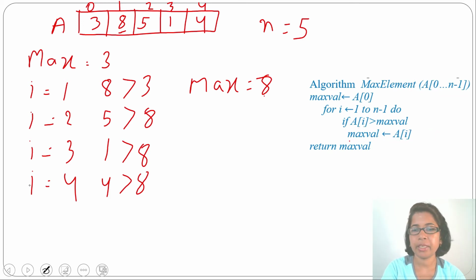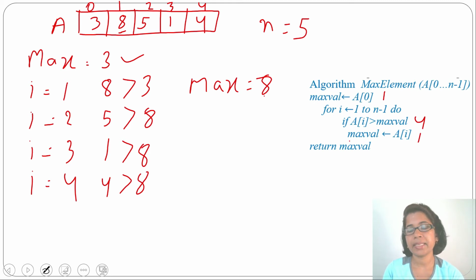So this statement, max value assigned A0, executes once here. Then if A[i] is greater than max value, that is executed 4 times. Then A[i] assigned to max value just executed once. So now what will be the basic operation? For every I value we are doing this comparison. If this comparison is satisfied, if this is true, then we are doing this assignment. So the basic operation will be this, if A[i] greater than max value.